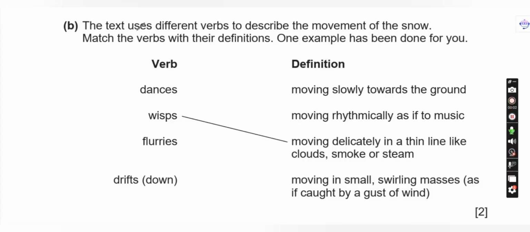The text uses different verbs to describe movement, the movement of the snow. I'd like you to match the verb with each definition. Okay, so I believe this is easy, and the first one is already done for you. So dances, what do you think? Let's read options. Moving slowly, this is a keyword, slowly, or rhythmically. This one is related to music. So something related to rhyme, rhythm, or like that. What do you think it's gonna be?